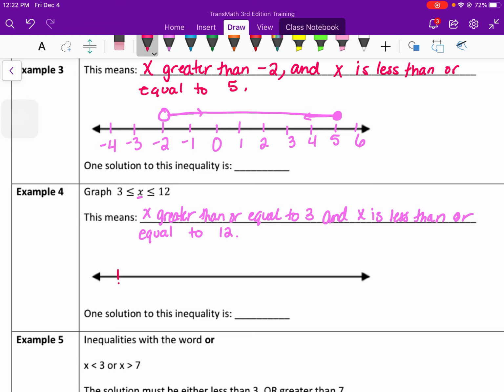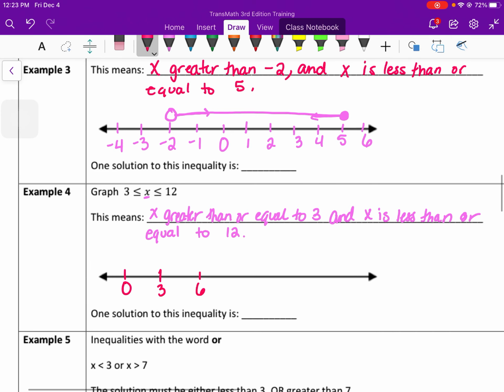So I'm going to start this time with 0, and I'm going to count by 3 so that I can make sure to fit 3 and 12 on my number line. So it would be 3, 6, 9, 12, 15, 18. Since both of these have the line under the inequality, both of my circles will be closed. So a closed circle at 3 and a closed circle at 12.